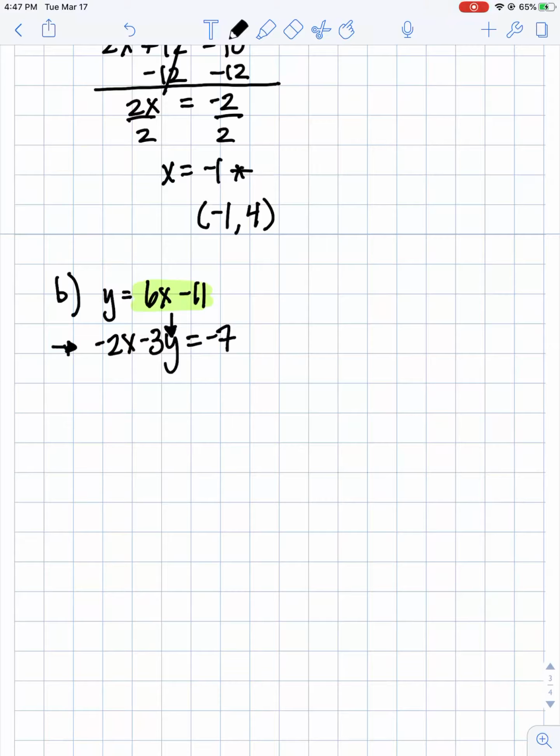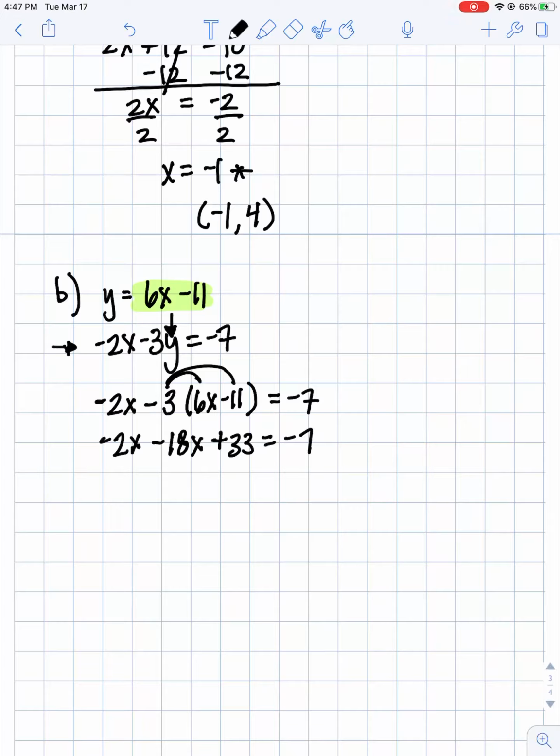So focusing on the other equation, the one that's not highlighted, that equation starts with a negative 2x minus, oh goodness, there's a 3, but then there's the y. So what am I going to plug into y? 6x minus 11. Make sure you're using parentheses. Equals negative 7. Okay. So now let's clean this up. So negative 2x stays negative 2x. We're going to distribute negative 3. So negative 3 times 6x is negative 18x. Negative 3 times a negative 11 is a positive 33. Be careful, guys. Equals negative 7.